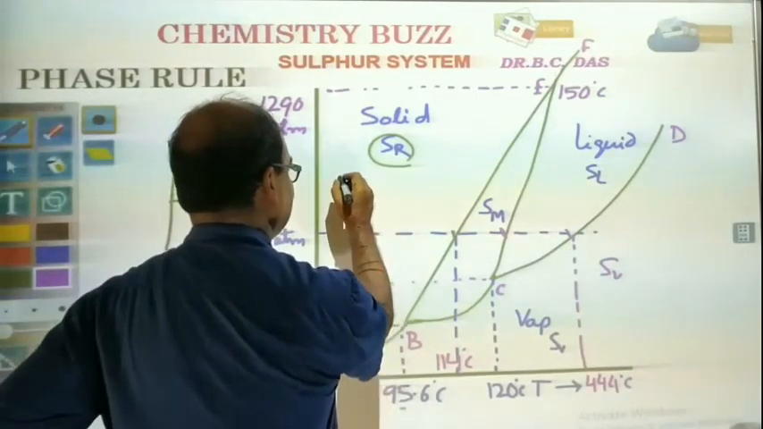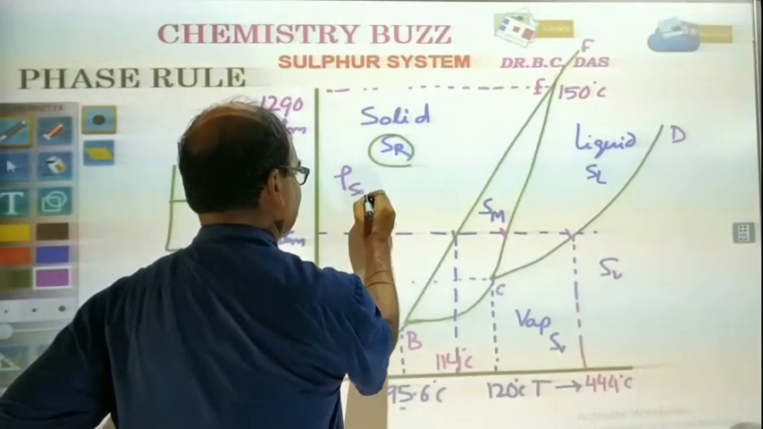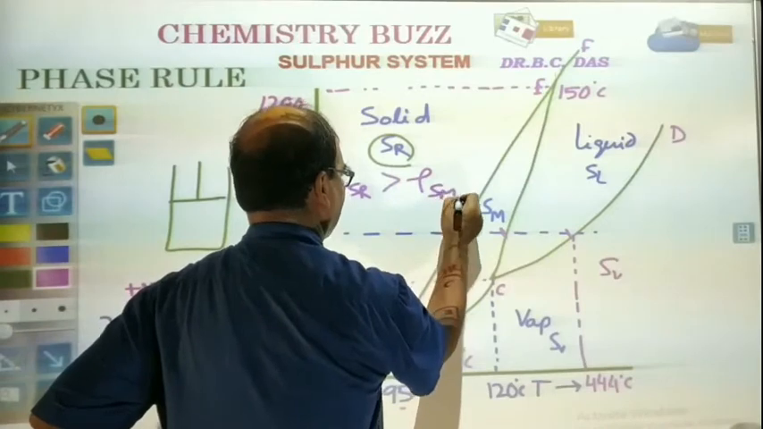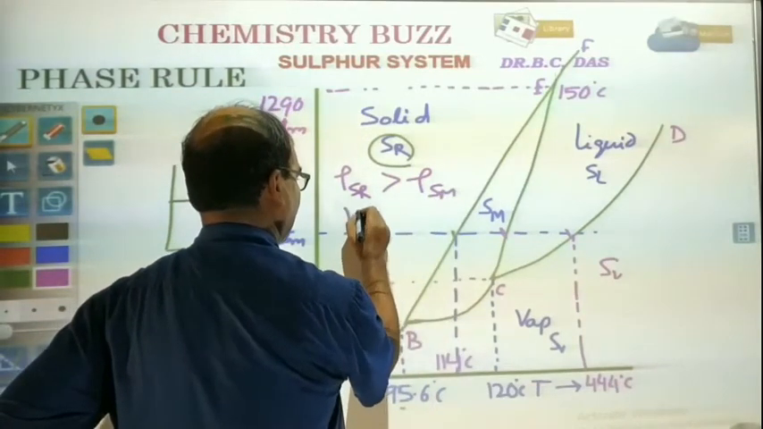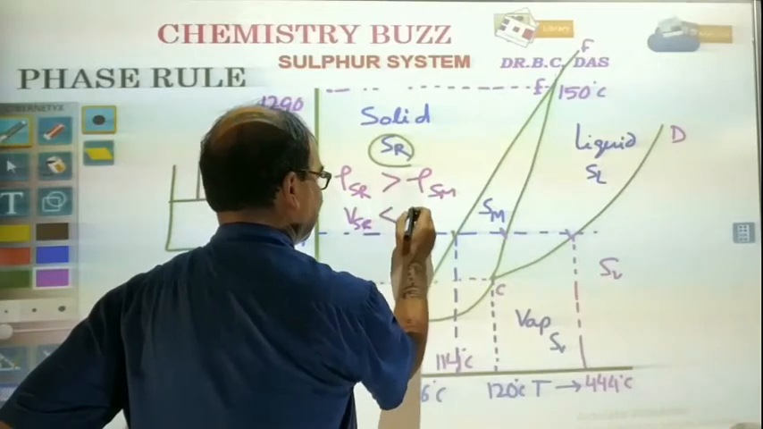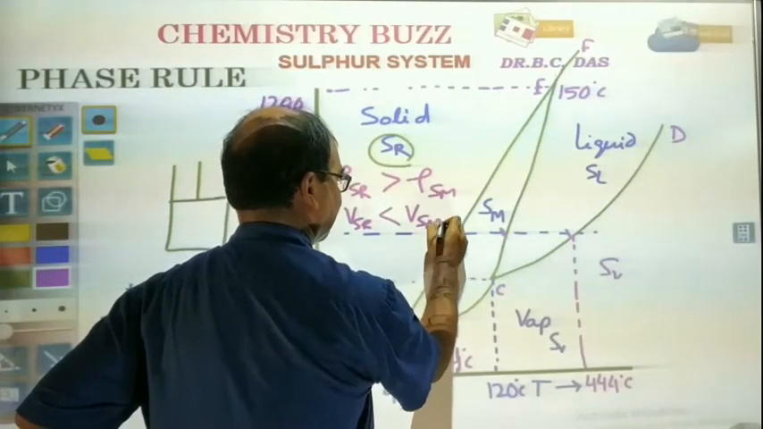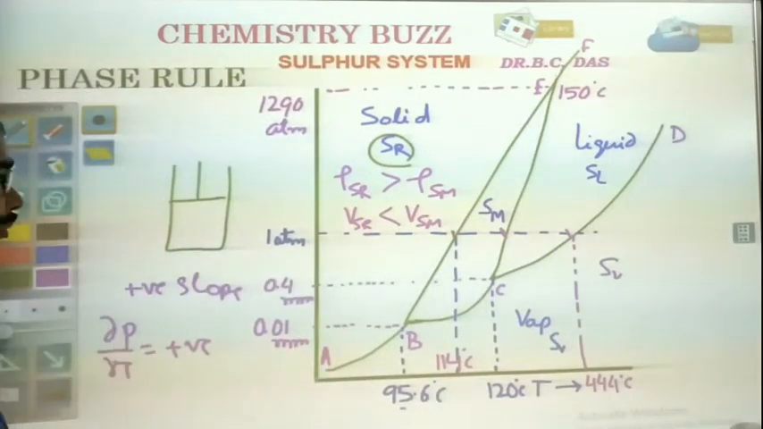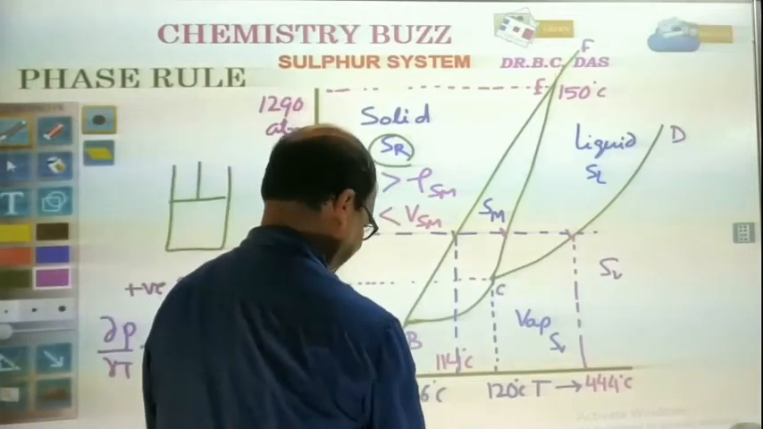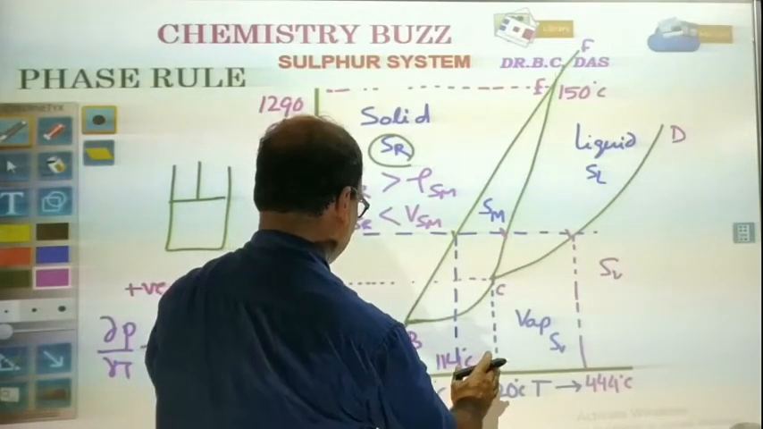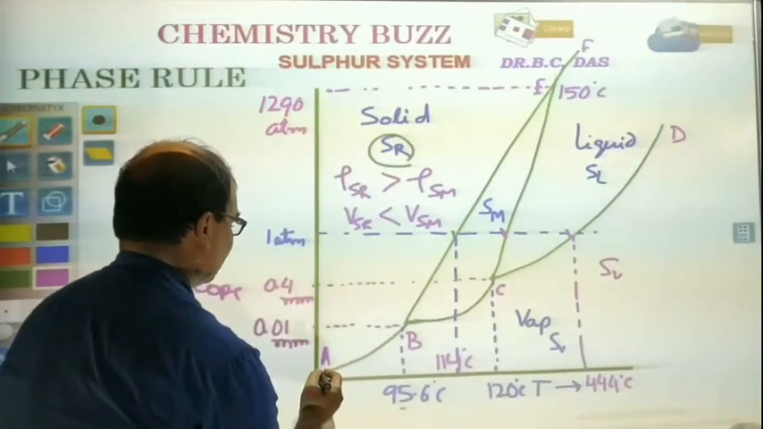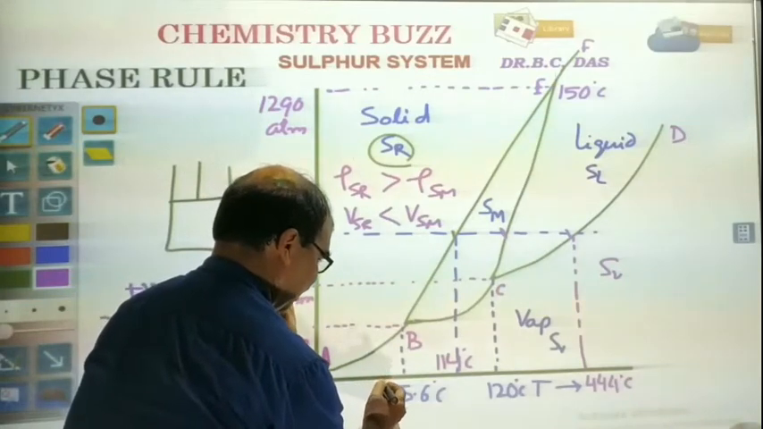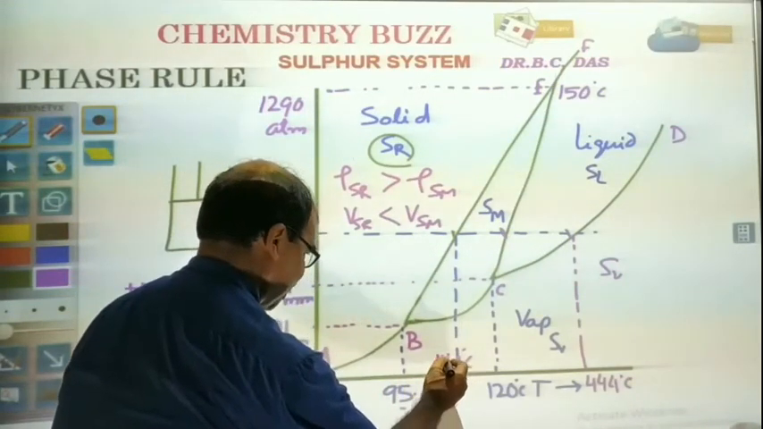Also, we have the density of rhombic sulfur, SR, greater than the density of monoclinic sulfur. And also, we can say the volume of SR is less than the volume of SM. Okay? So all this supports the Clapeyron equation. If we increase the pressure, then the temperature will increase. Say, we have taken rhombic sulfur and we are increasing the pressure, and the temperature will automatically increase.